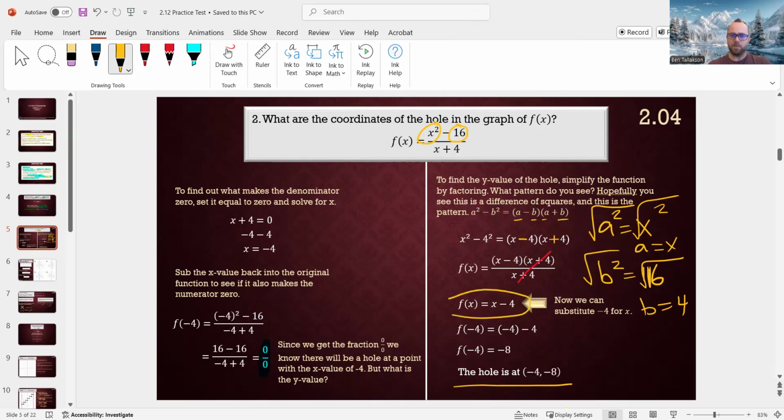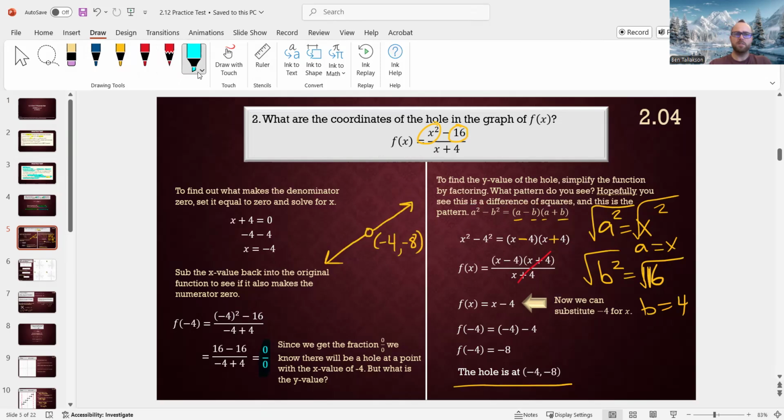And if you were thinking about graphing this visually, okay, y-intercept would be 4 and slope would be 1 over 1. So we'd have something like this. I don't need to draw the whole graph. My point is, I want to remind you what a hole on a graph looks like. It looks like this. Okay, and we found that is at -4, -8.